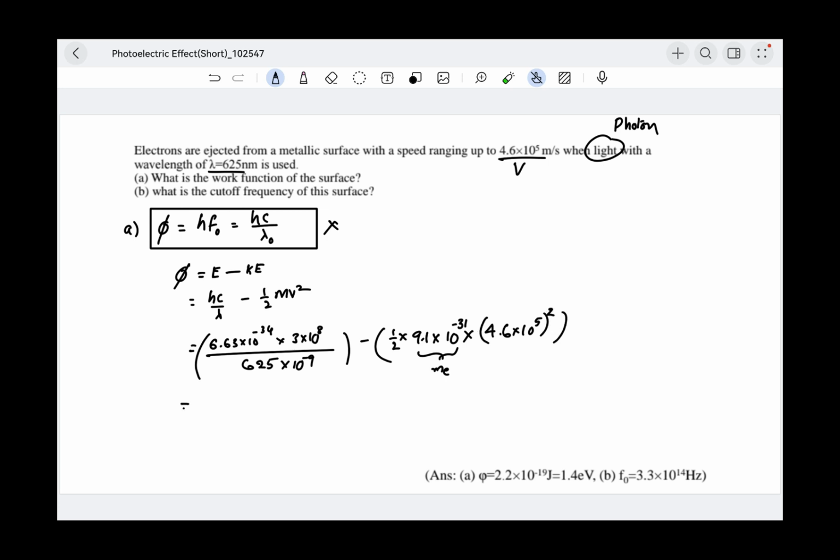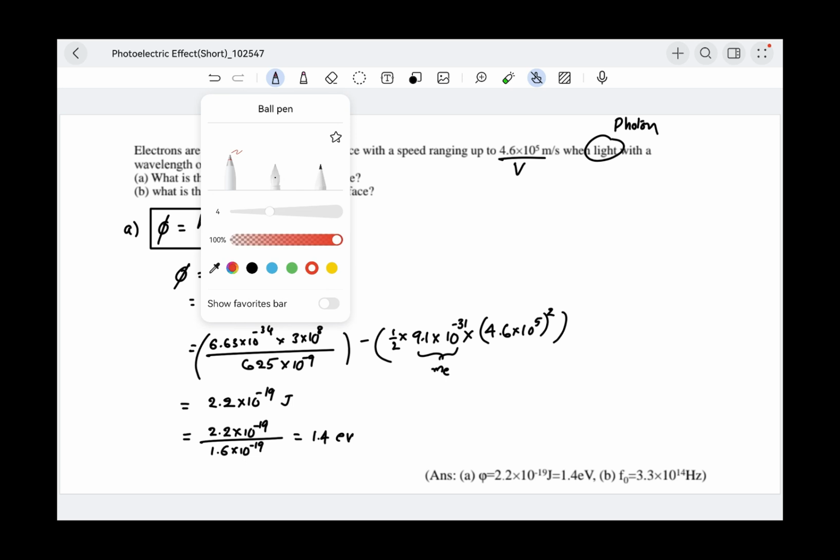Use the calculator, so you will get the answer around 2.2 times 10 to the power of minus 19 joule. If you want, you can convert the work function into electron volt just by dividing with 1.6 times 10 to the power of minus 19. The answer is 1.4 electron volt. A part is over. Let's calculate the B one.